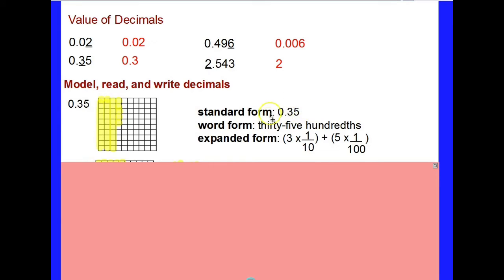Standard form, I would simply keep it as 35 hundredths, 0.35. Word form, 35 hundredths. The THS is very important. It distinguishes this from a whole number.